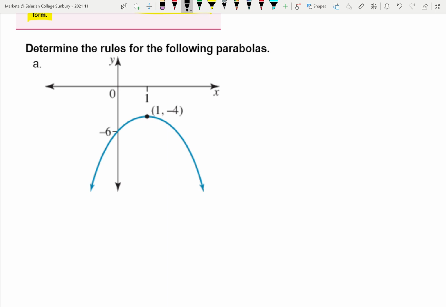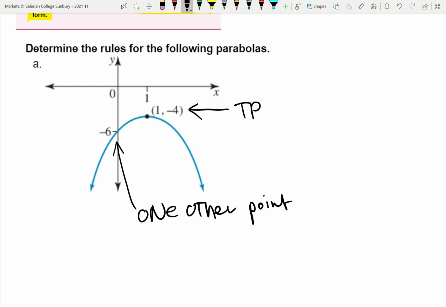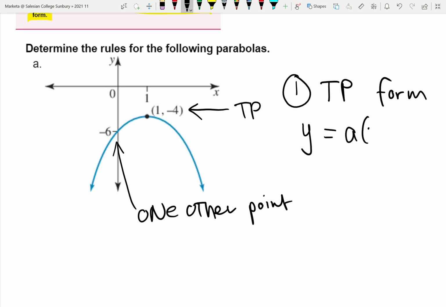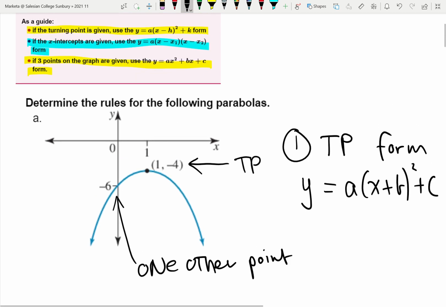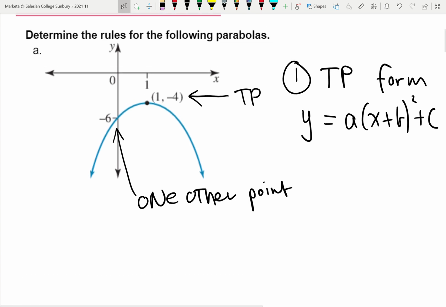So for this one here, what we see is that we're given the turning point and we're given one other point. So with the turning point and one other point, we can identify the form as turning point form. And how that looks is y equals a(x + b)² + c. And you can use h and k if you prefer. It doesn't really matter.